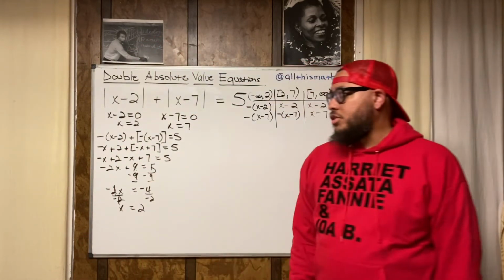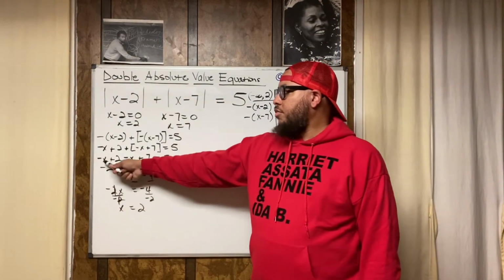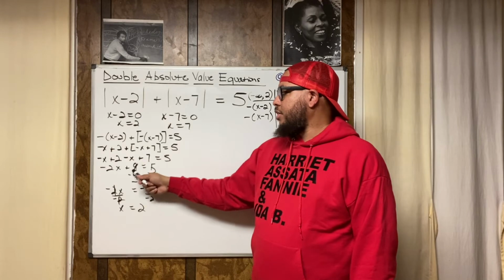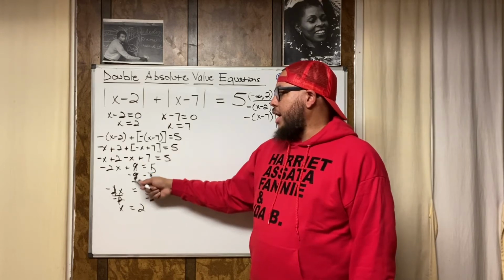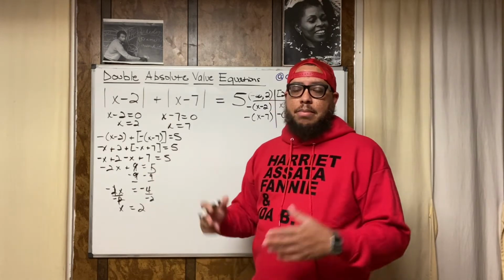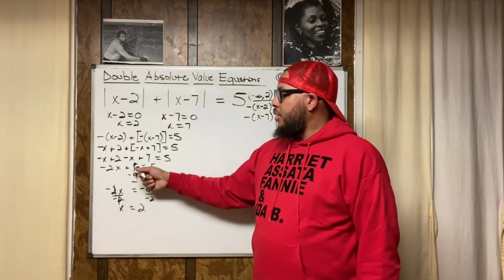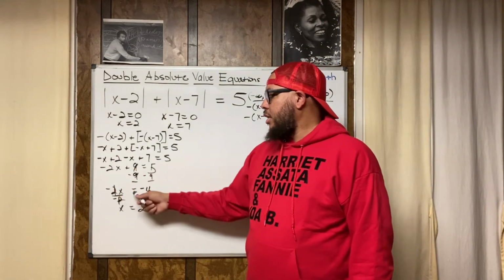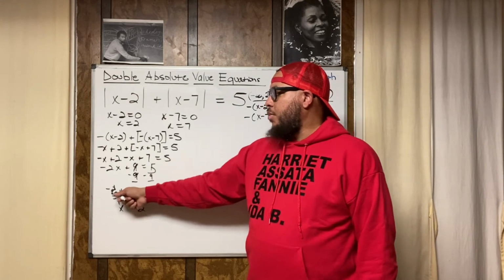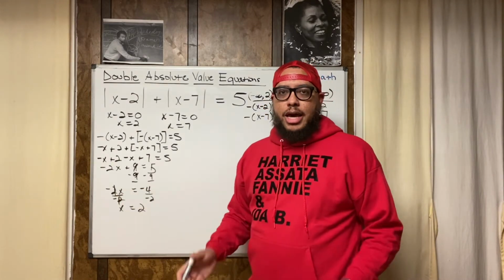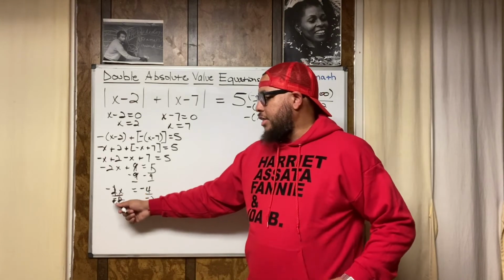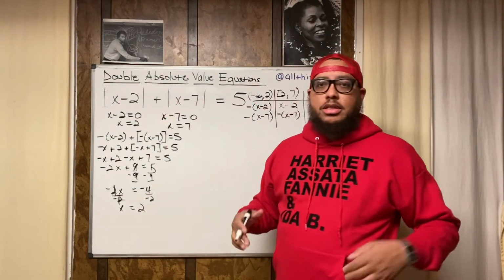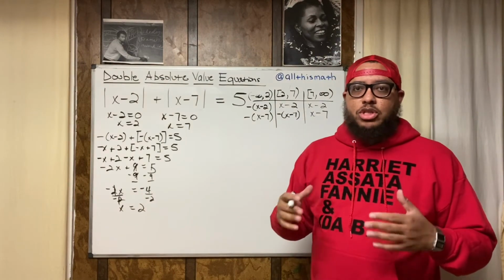X equals positive 2. So look at the algebra. Negative x minus x gives me the negative 2x. The 2 plus the 7 gives me the 9. I subtract 9 on each side. I got to maintain balance like Maat, ancient Kemet, right? Subtract 9 on the left, subtract 9 on the right. I got negative 2x equals negative 4. I want to get rid of the negative 2 so I can isolate x by itself. I divide each side by negative 2. I get positive 2.